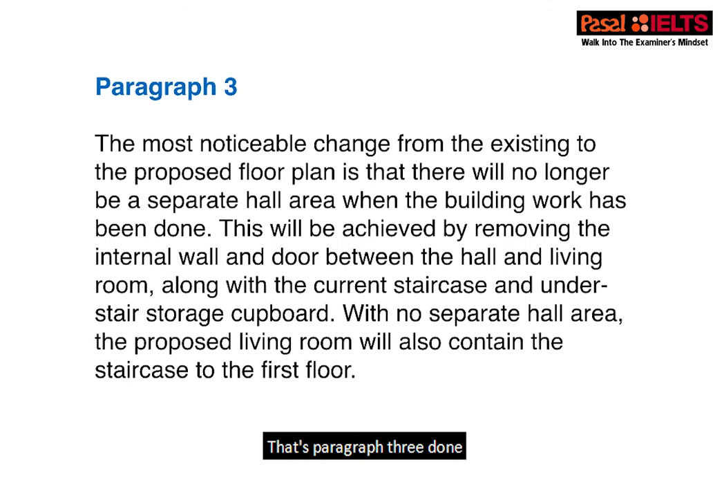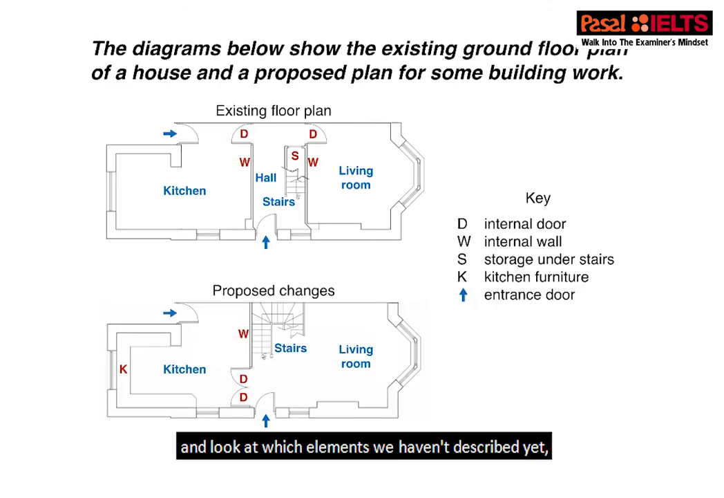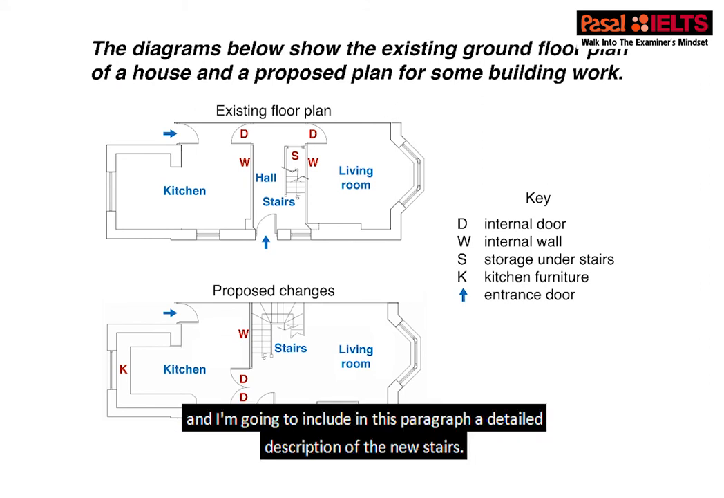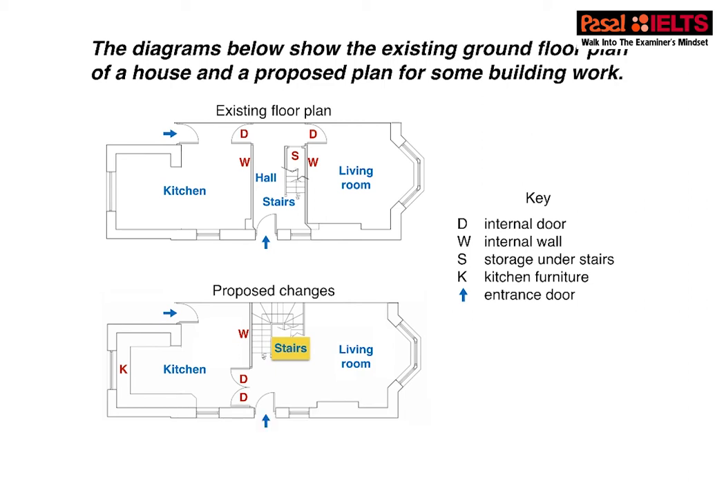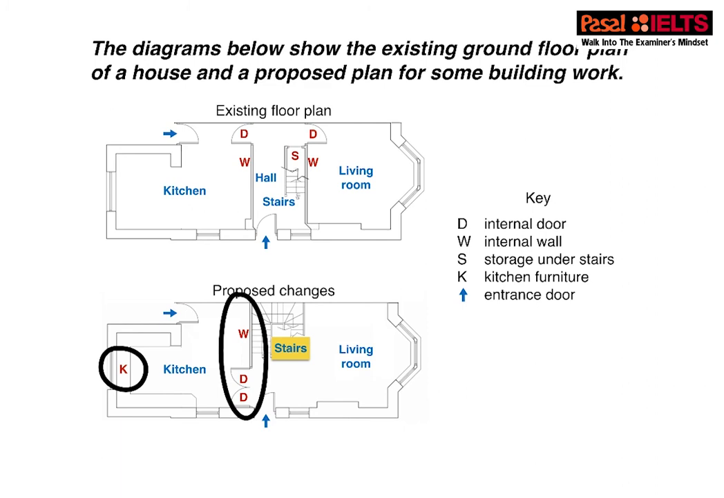That's paragraph 3 done. We go on to paragraph 4 and look at which elements we haven't described yet, and I'm going to include in this paragraph a detailed description of the new stairs, plus something about this wall and doors, and then about the kitchen furniture here.